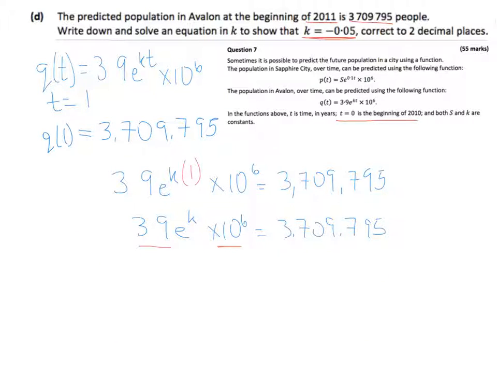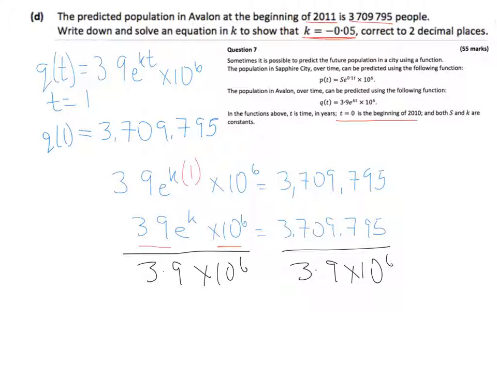So very basically then, if I divide this side by 3.9 by 10 to the power of 6, I would also have to do the same on the other side. So that's 3.9 by 10 to the power of 6. And that cancels that, and that, which leaves me on the left hand side with e to the power of k. And when I divide those in, I get 0.951229487 on my calculator.